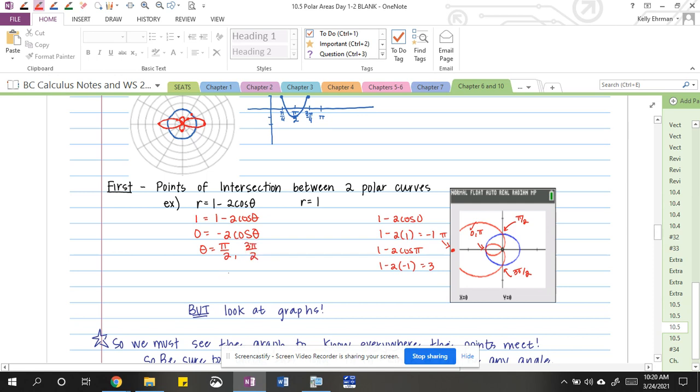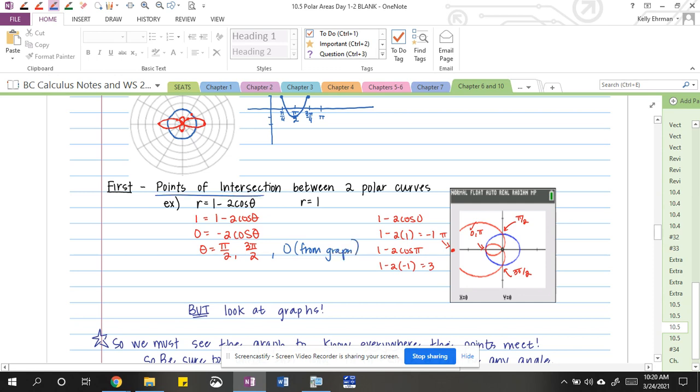But if I'm just going off of the algebra, I'm missing that point, right? They also have that point of intersection at 0. So you have to be careful because there's another point of intersection at theta equals 0, and that's from the graph. Now the question said, find points of intersection.